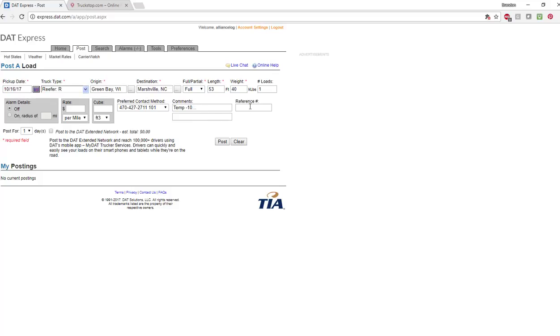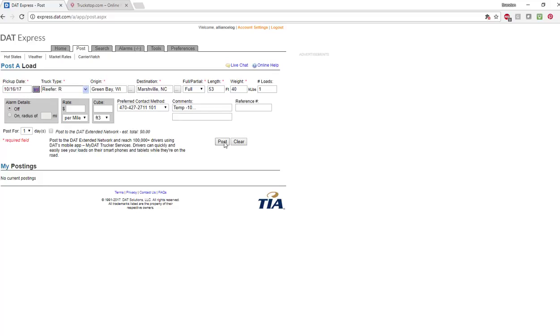So if you wanted to put a reference number, you can put a reference number. You might have 15 or 20 loads, and the trucker will call you and say, hey, I'm calling about reference number 100. And you'll look at your sheet, you'll see 100 is your Green Bay to Marshville, North Carolina lane. Okay, so we have all of that information in.